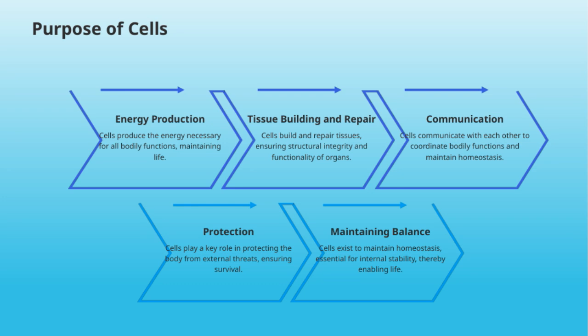Communication between cells is another critical aspect. Cells constantly send and receive signals to coordinate activities across different parts of the body. This cellular communication ensures that organs and systems work together smoothly, maintaining overall stability. Cells are also responsible for building and repairing tissues. Whether it's healing a cut or regenerating skin, cells are the workers that restore tissue integrity and keep our organs functioning properly. Finally, cells produce energy, which is fundamental for every bodily function. This energy powers everything from muscle movement to brain activity, keeping us alive and active.